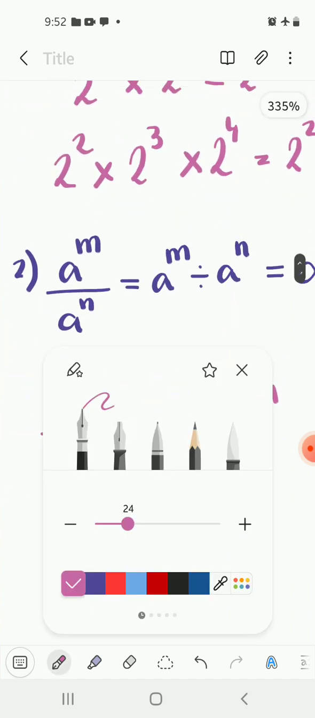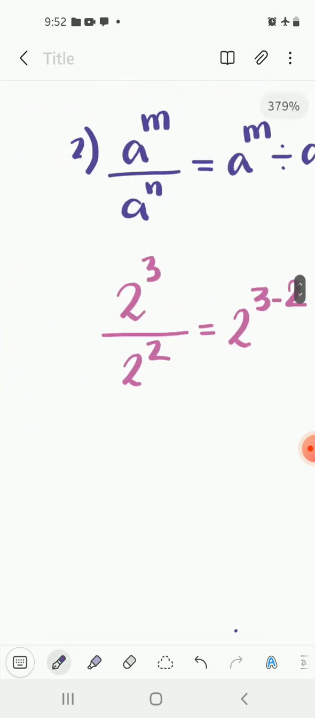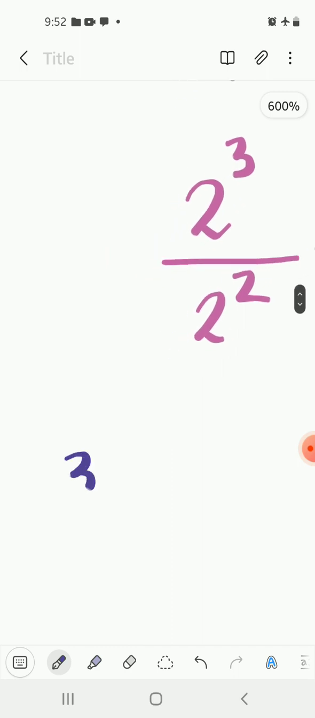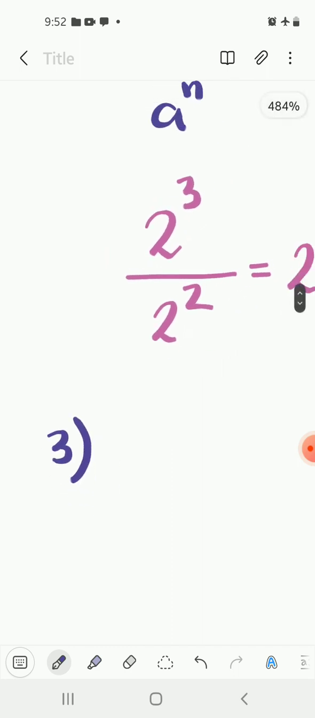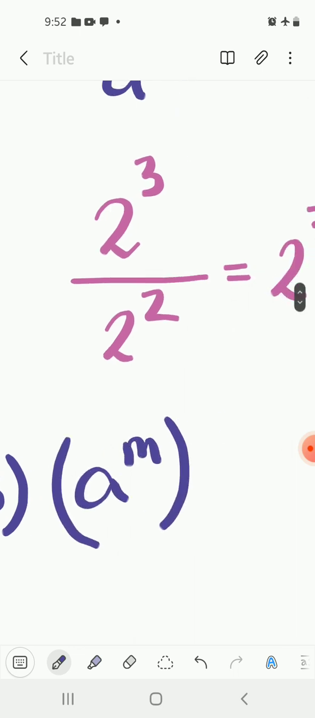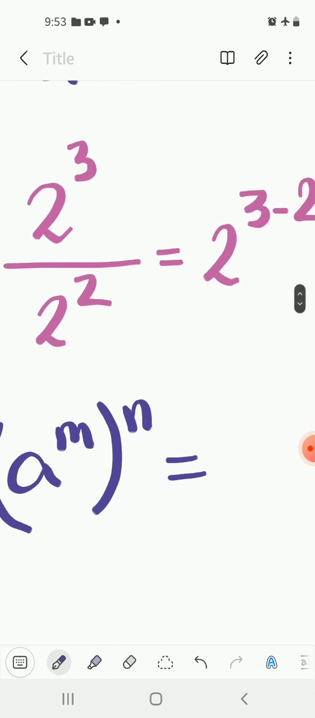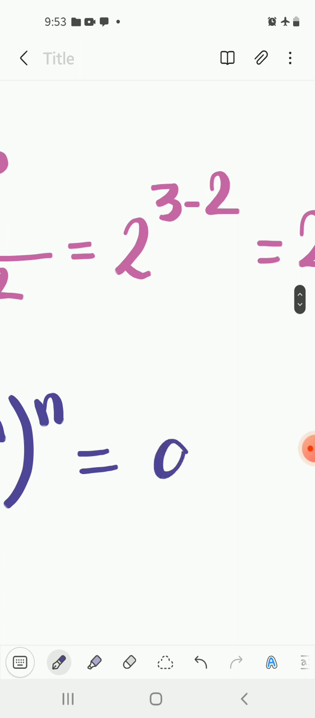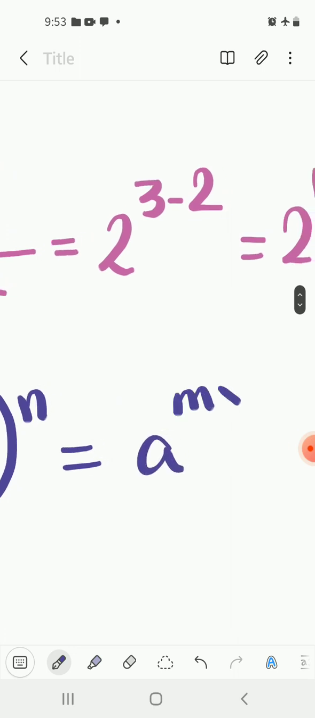Now we will move on to law 3. Over here, if a number is written like this, a to the power m within brackets and there is to the power n outside the bracket, it means the powers need to be multiplied, m into n.